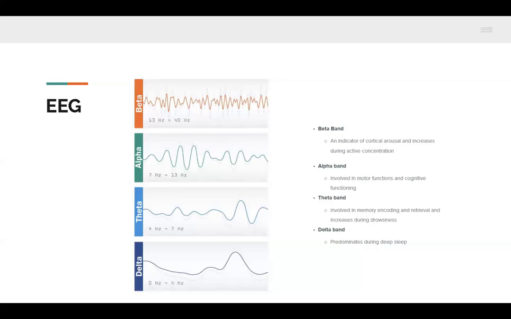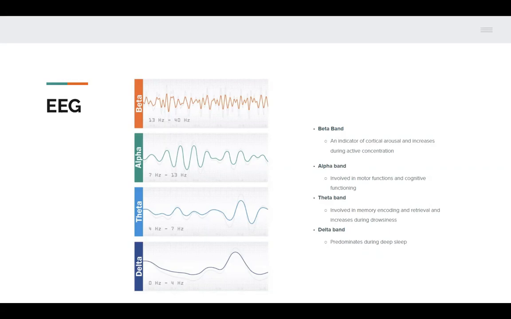On the positive side, they can be linked to problem solving, concentration, intense focus. But on the negative side, they can manifest as anxiety. And that's the point that I think you should take away.